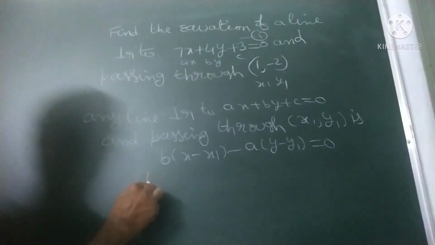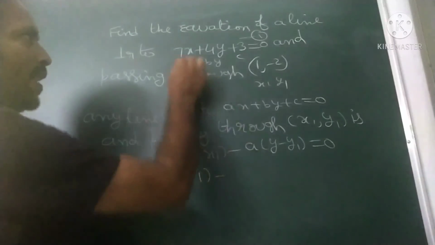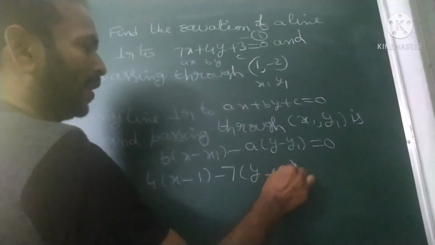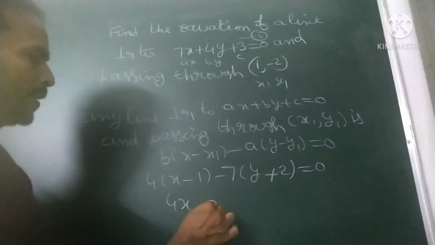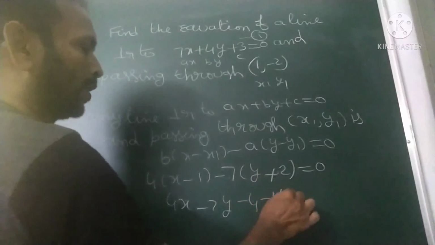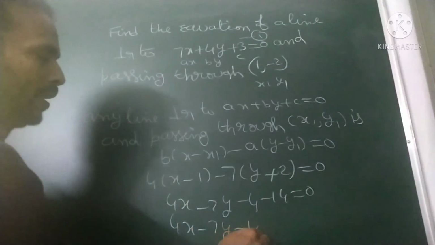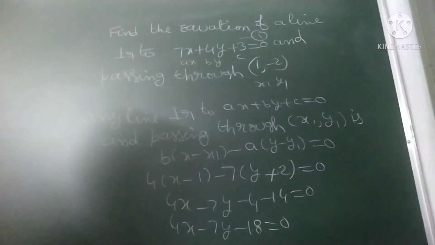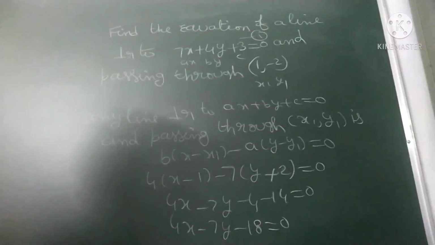So b means 4, x minus x1 means 1, minus a, 7 into y minus y1, minus of minus plus, is equal to 0. So 4x minus 7y minus 4 minus 14 is equal to 0. That is 4x minus 7y minus 18 is equal to 0. So directly you can find in this way. So many methods are there. This is one of them.